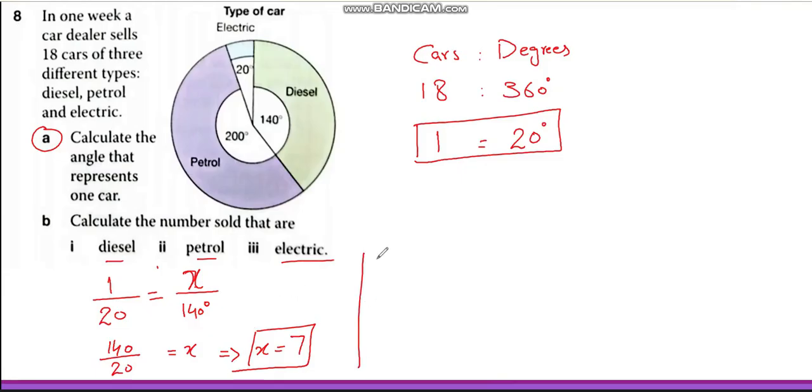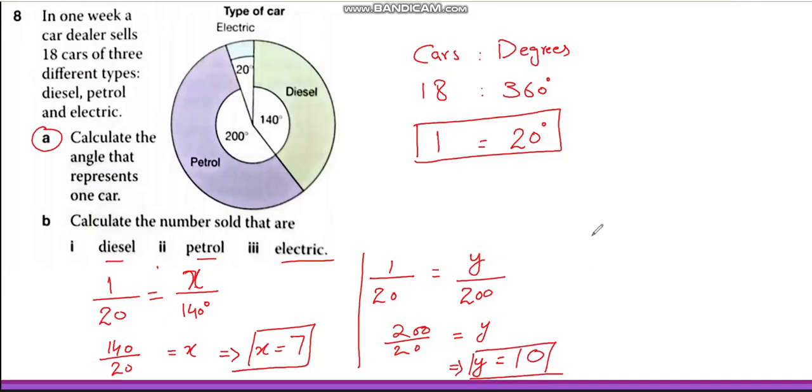Similarly for petrol, we can again use the same ratio, and we can represent the petrol cars with Y, and in degrees, the petrol cars are being represented by 200 degrees. So we can cross multiply, that will be 200 divided by 20. So in total, there were 10 petrol cars which were sold. And now for electric, we already know that 20 degrees represent one car. So we can directly write that there was one car that was sold out of 18.